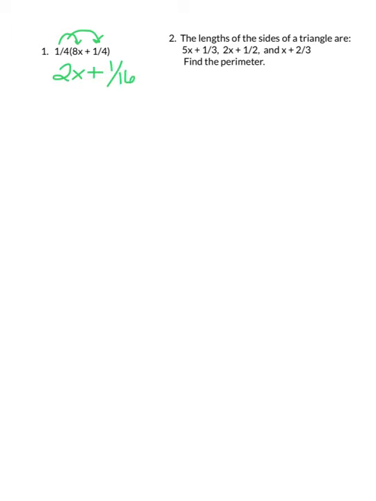Now let's look at number 2. Number 2 gives me the lengths of 3 sides of a triangle. And it tells me to find the perimeter. Well, perimeter, I know that I add up all the sides.